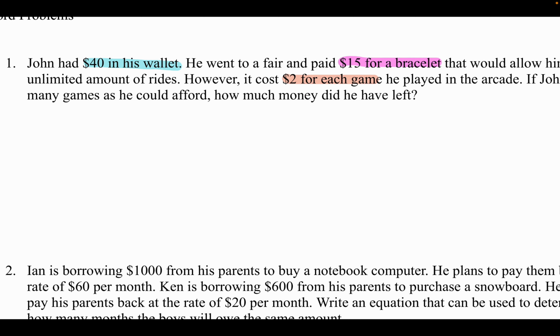So we're going to set 40 equal to, so he paid $15 for a bracelet. So we know he spent 15, but he also spent some money, $2 for each game. We're going to call each game X. So he spent $2 per game, which is represented as 2X. So I'm going to do a little bit of highlighting here. So my 40 is his total, 15 is how much he spent for his bracelet, and then he spent $2 for each game that he played. So we're trying to solve for X right now.